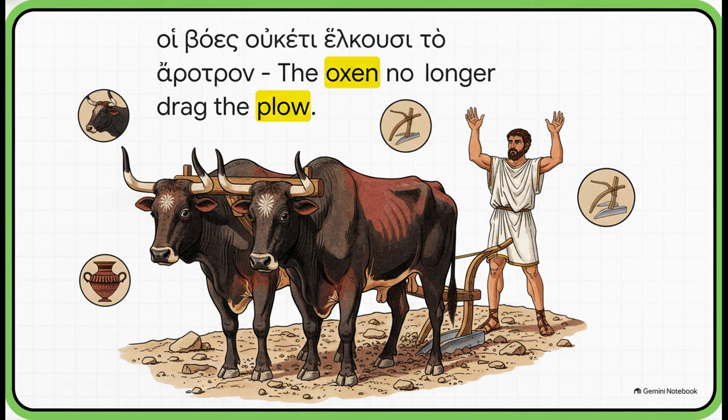But what happens when the oxen just flat out refuse to move? Suddenly, drama unfolds on the farm. Hoi bous ouketi helkousi to arotron. The oxen no longer drag the plow. Everything has completely ground to a halt. Ouketi, no longer. You can just picture the completely frustrated farmer throwing his hands up in the air in defeat, right?